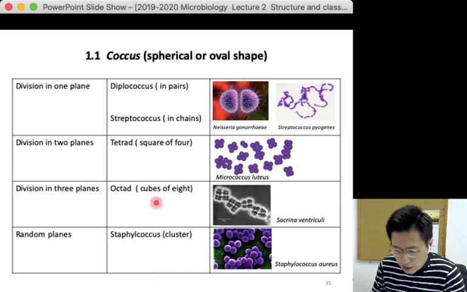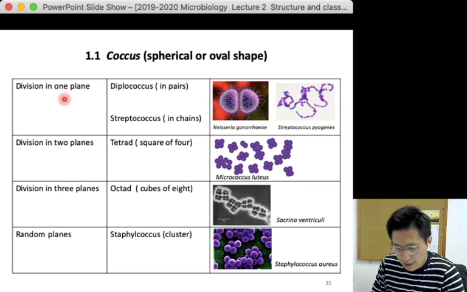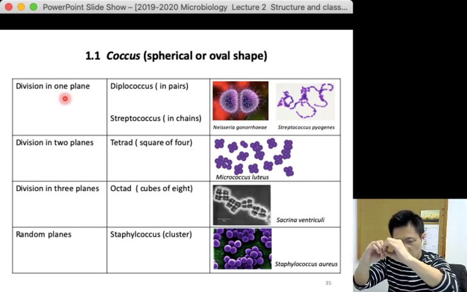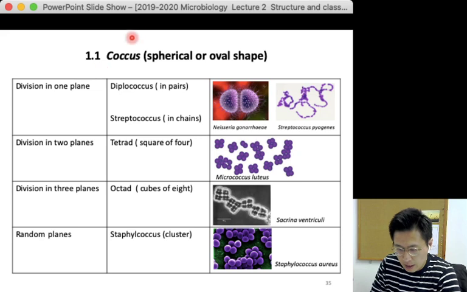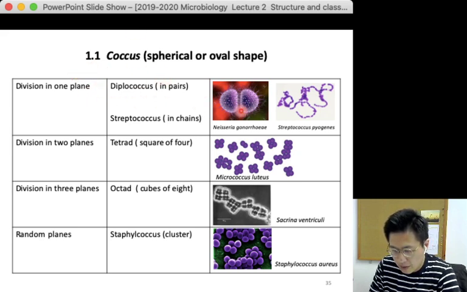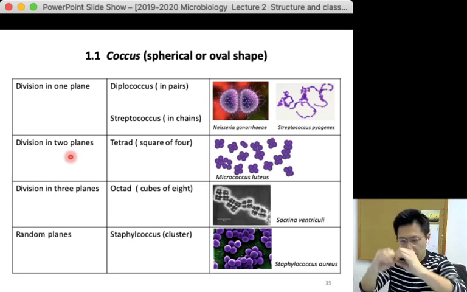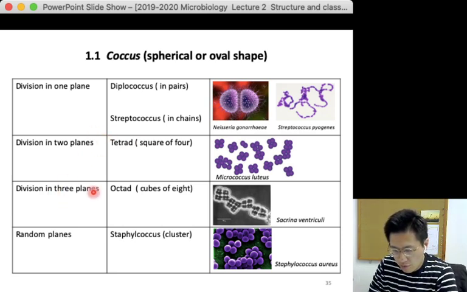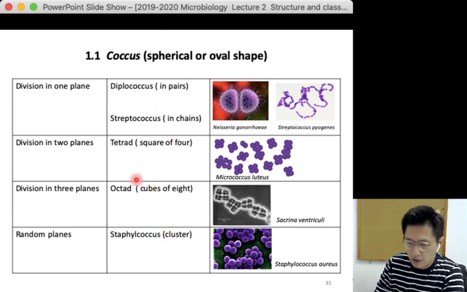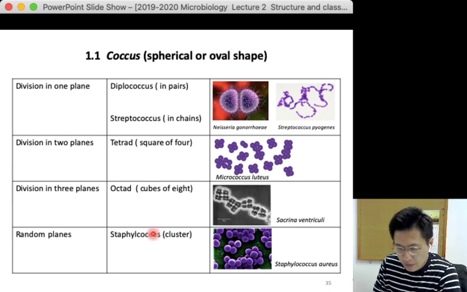Now let's look at cocci. These cocci divide in only one plane. This is the diplococcus, Neisseria. Neisseria is one example, and I'll introduce it to you. Others divide in 2 planes, the tetrad, or in 3 planes, the octet, and the random shape of the cocci. So there are 4 common shapes and arrangements of the cocci.